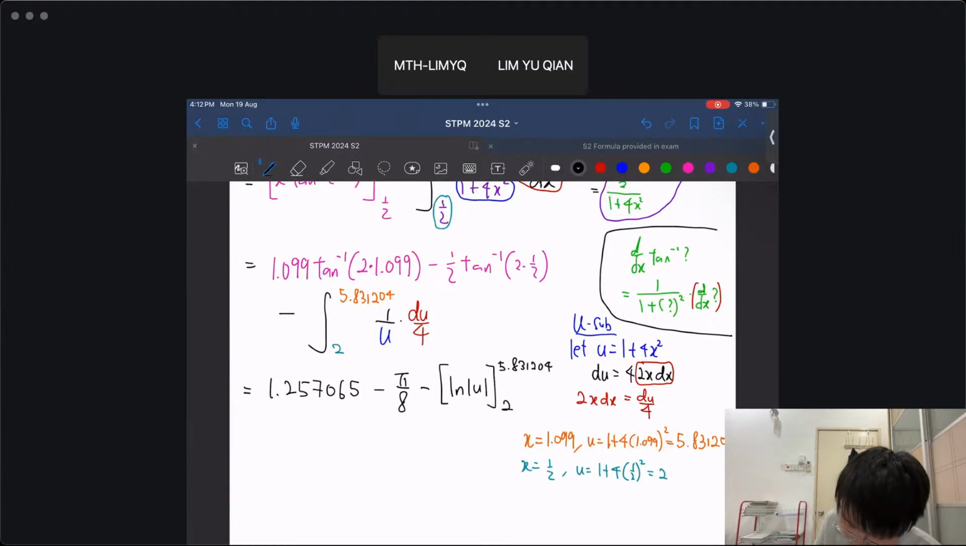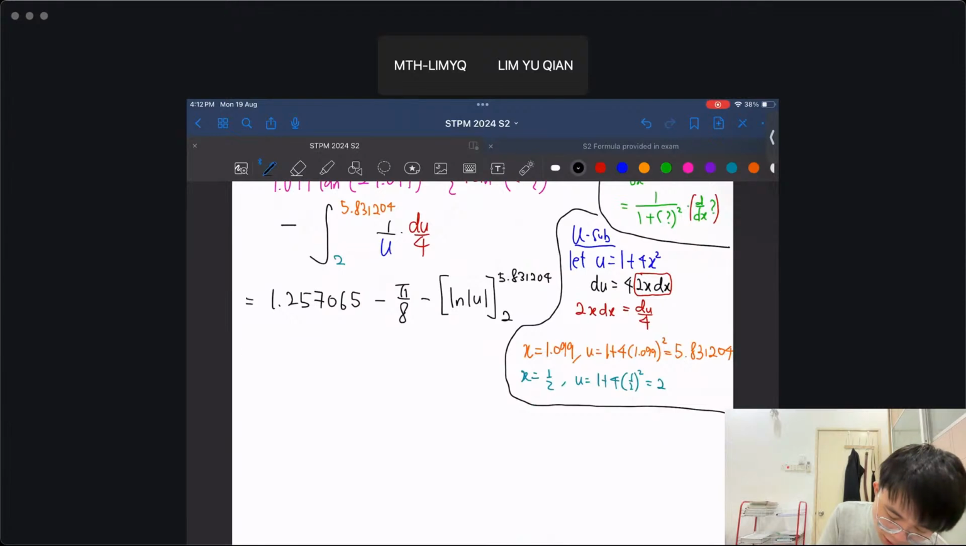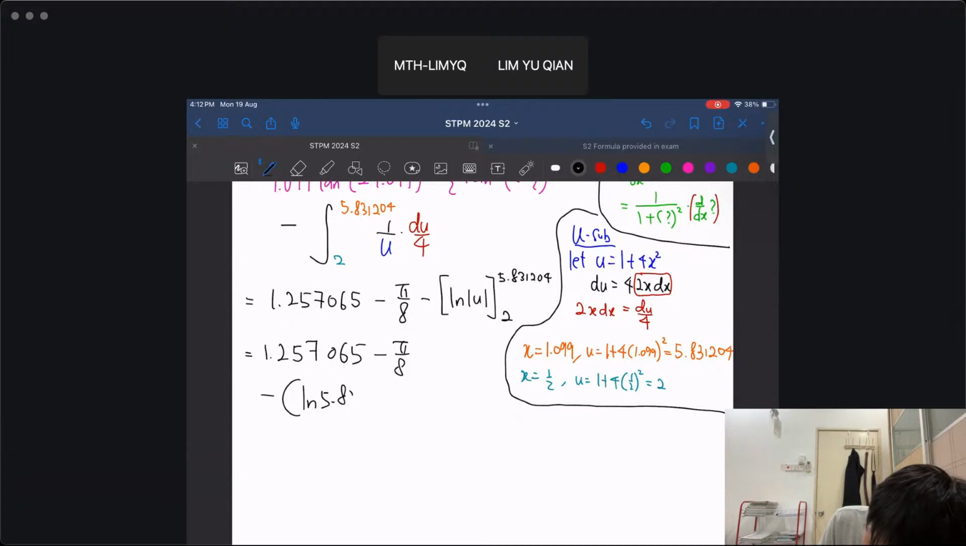5.831204 from 2. Okay. So like this, is it okay? So for this, okay, and then the second one is u sub. Never mind, we give our final value as what? If you substitute ln 5.831204 minus ln 2. Okay, let's give a decimal value.